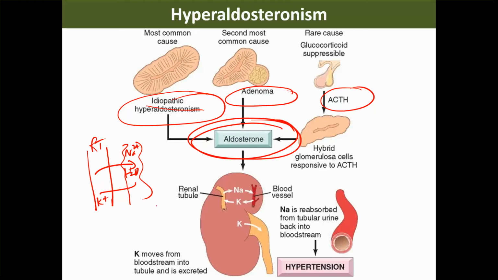So this is the blood vessel, understand? The renal tubule takes the sodium and water, and sends out the potassium. In the end they increase the blood volume, which automatically increases the blood pressure, so that ends up with hypertension. So this is the serious issue related to hyperaldosteronism.